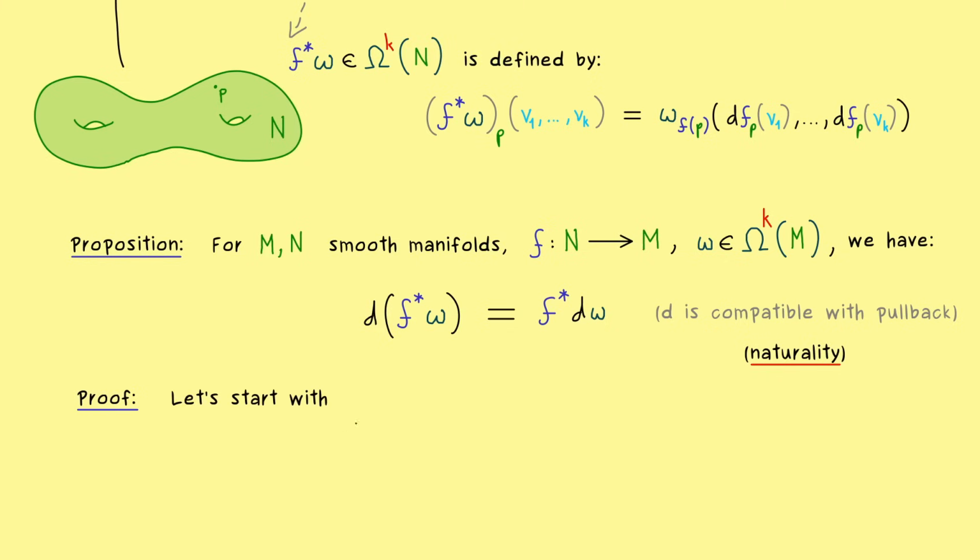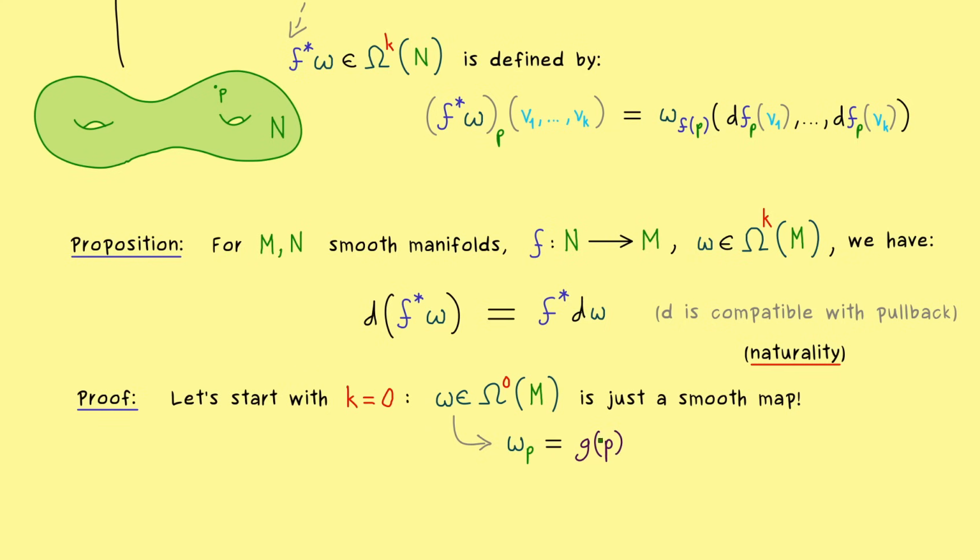And since it has to work for all k-forms, it's actually a proof by induction. And the simplest case would be k equal to 0, where omega is just a zero form, so a smooth map. Therefore, instead of omega_p, we can just write g(p). Then we simply don't forget that we cannot put any tangent vectors into this k-form. So again, g here is just a map from M into R.